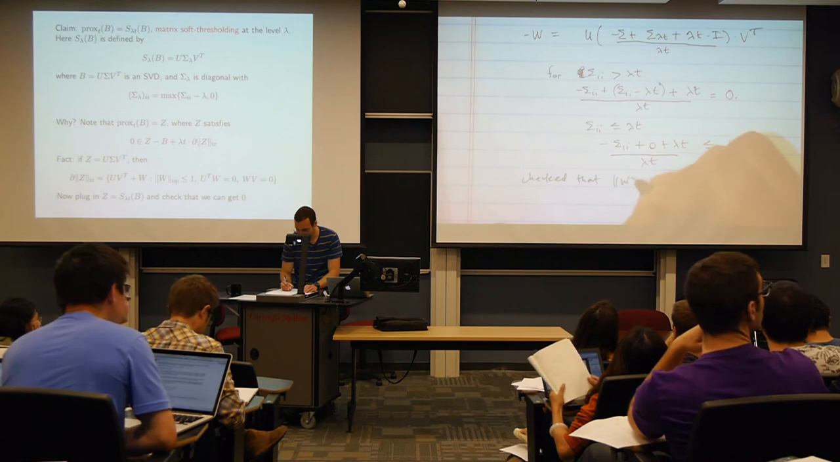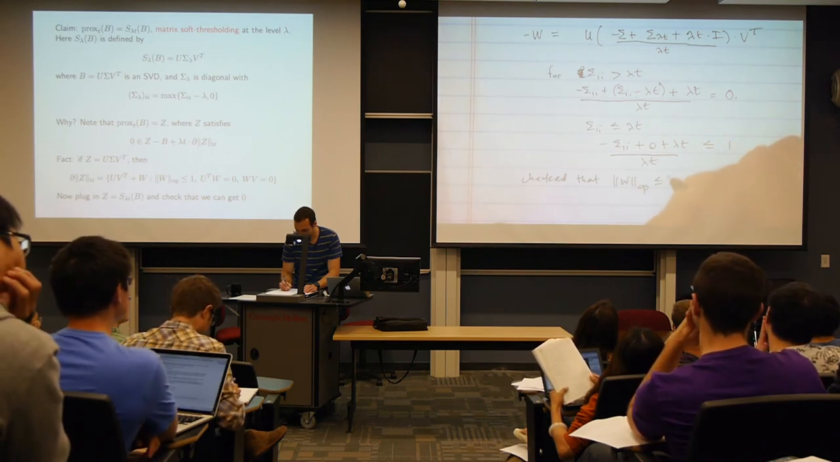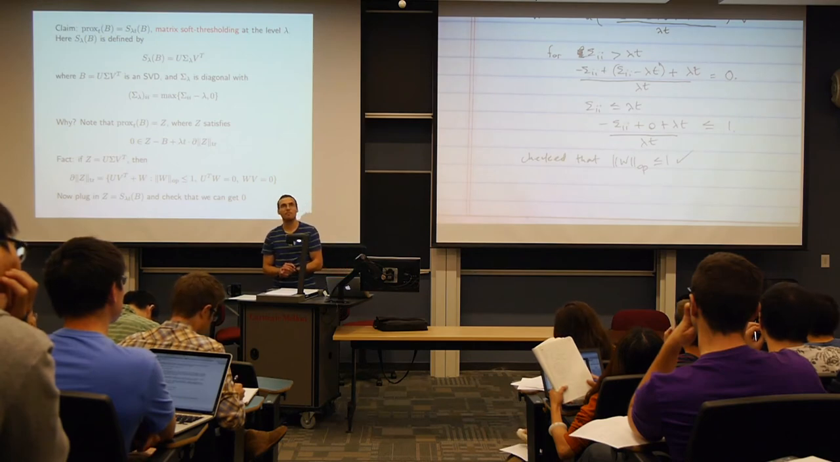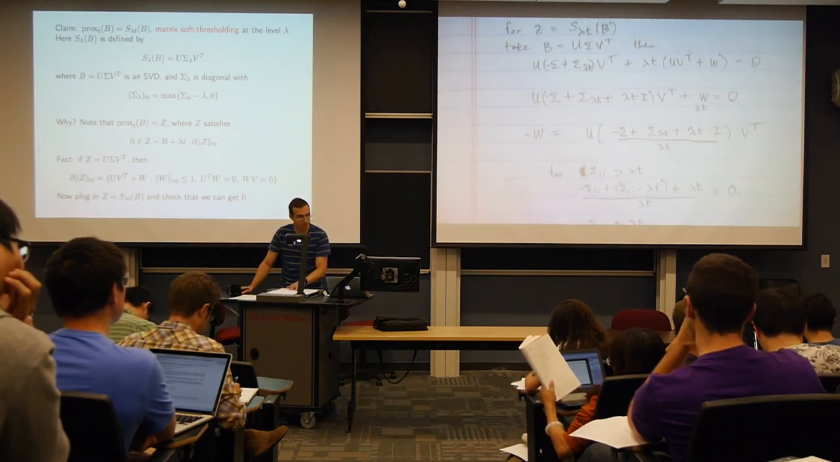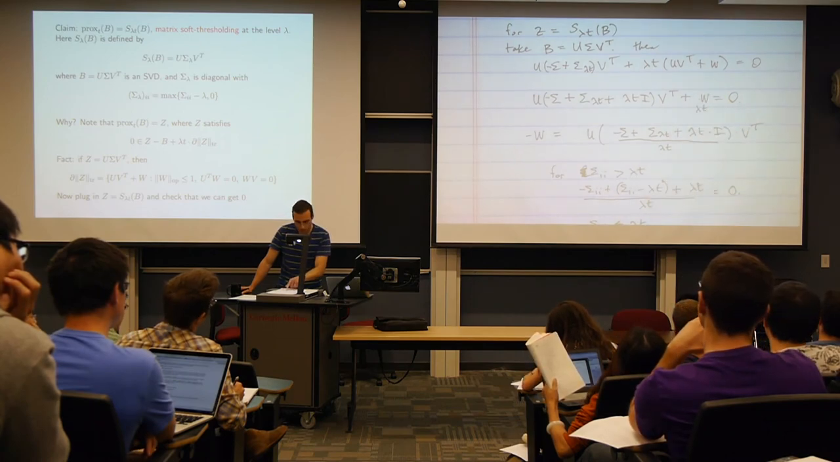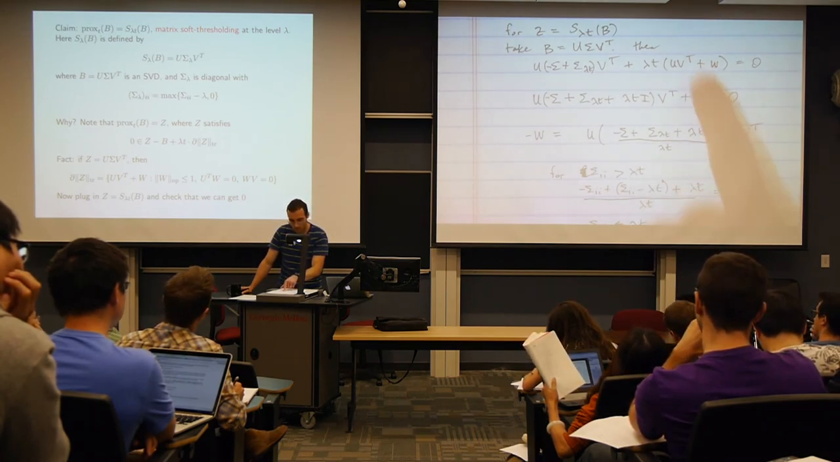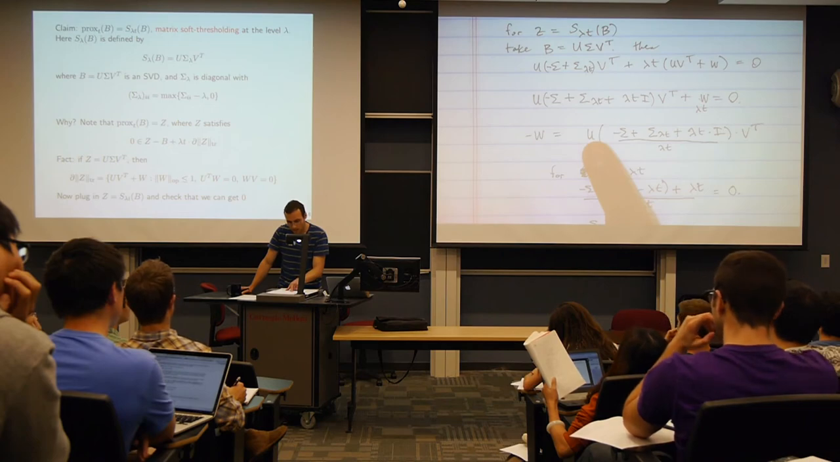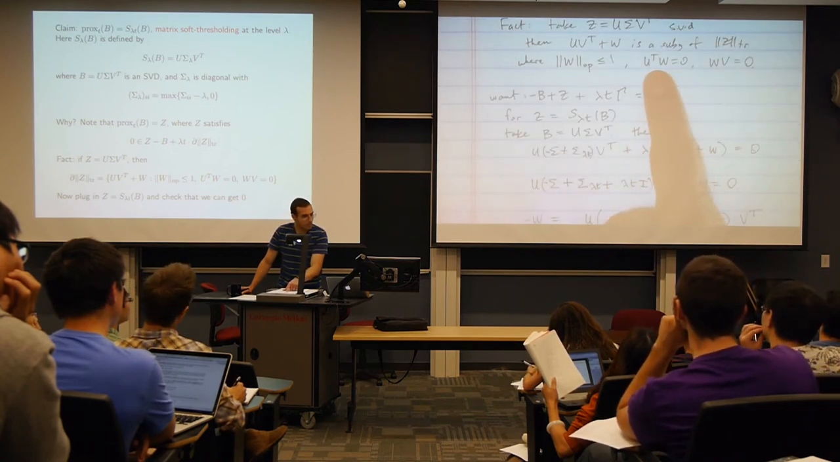This W in question indeed has biggest singular value at most 1. Okay, I'm going to leave the other two conditions for you guys to think about, because we're almost out of time and I wanted to get to the generality, how general proximal gradient descent is. But just to say, in 10 seconds about it, it's orthogonal really by construction.